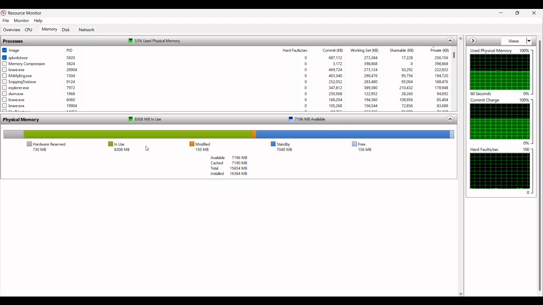The physical memory bar provides a visual representation of how system memory is being utilized. Hardware reserved memory is allocated for hardware level operations and is unavailable for normal applications. The in use portion represents memory actively consumed by running processes and the operating system.